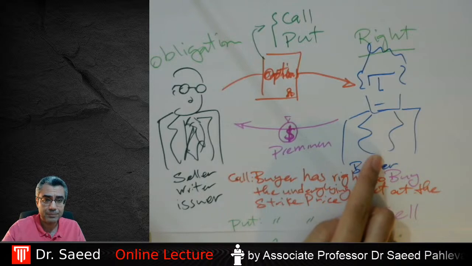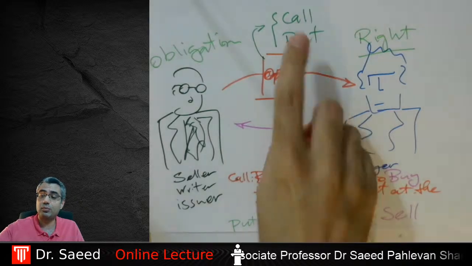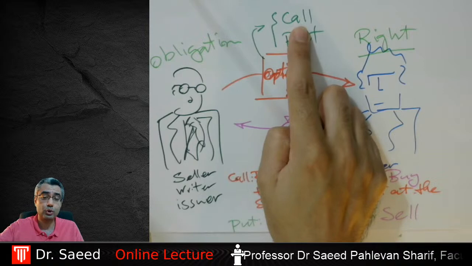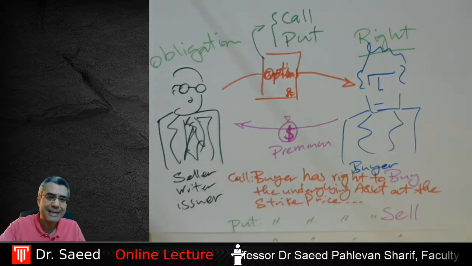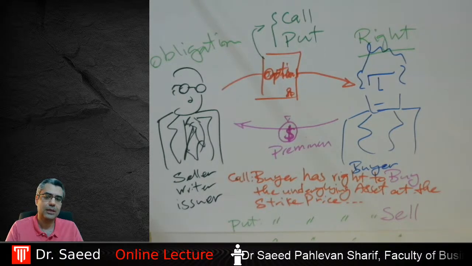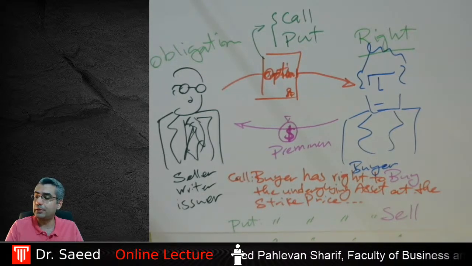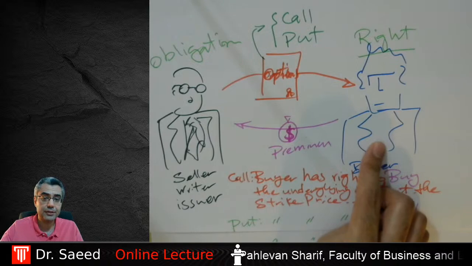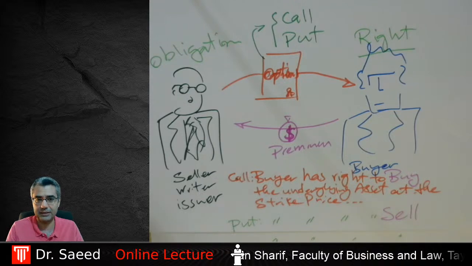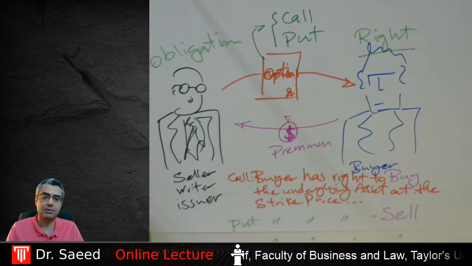But for the buyer, the profit can be unlimited because, for example, if you buy a call, the price of the Apple stock may go up every day. So your profit is unlimited, but your loss is limited to the premium that you paid initially. This means that for the buyer, you are taking less risk in terms of the amount of loss. It's limited to the premium. But for the seller, the loss can be unlimited.